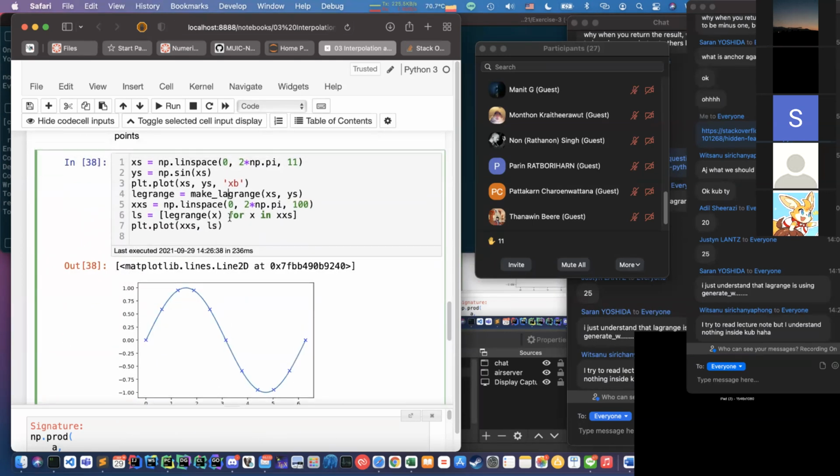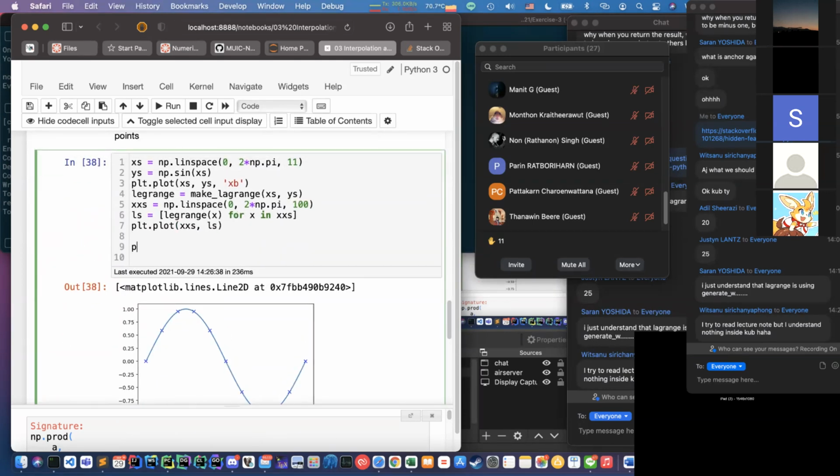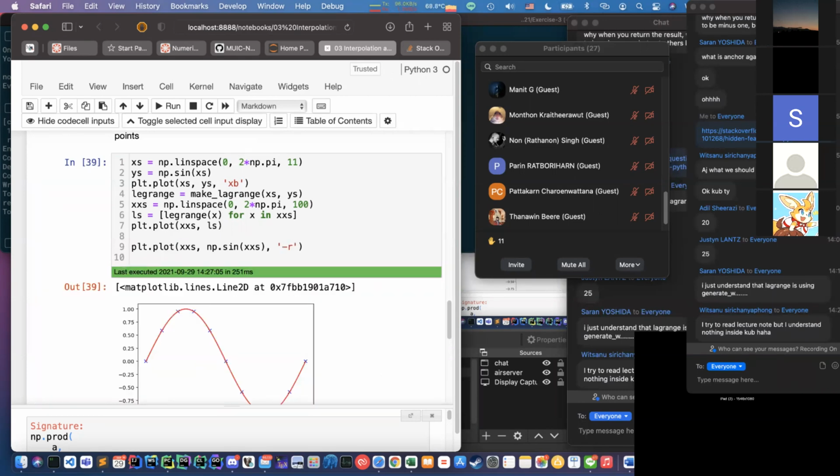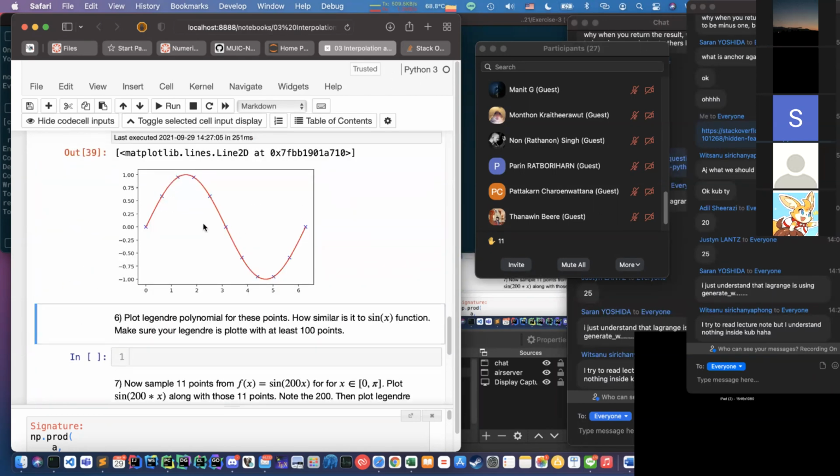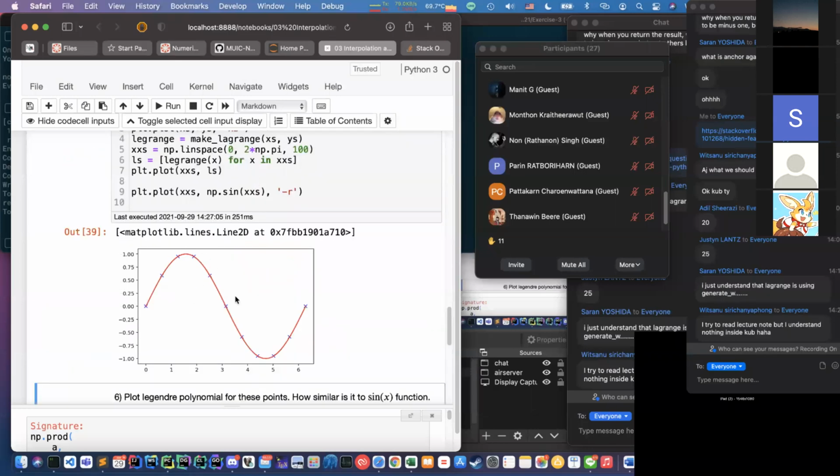Okay, I can even compare it to the real thing, right? So I can compare it to the real thing. And let's make it, I don't know, red. Okay. So you can see that it looks like a sine function, which is good. Our interpolation and our real function that we're sampling from are almost exactly the same thing, right? That means you have enough samples. If you have enough samples, then yes, you can approximate the true function very easily.